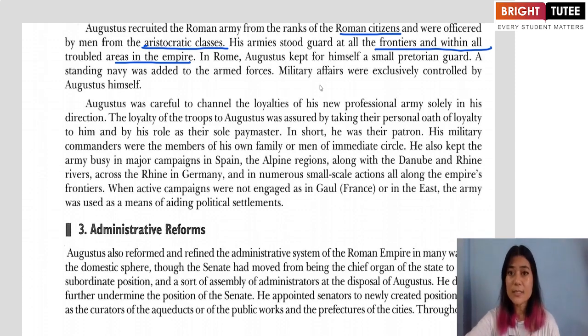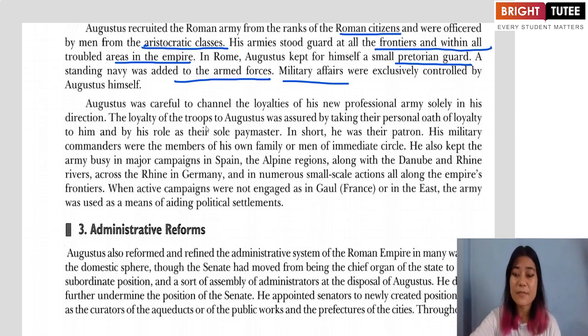Augustus or the emperor kept a small group of army which were like bodyguards for the protection of himself, and this was called the Praetorian Guard. Augustus also added a navy to the military force. So he also set up a naval force. The military affairs, everything that had to do with the army and the navy, were exclusively controlled by Augustus himself.